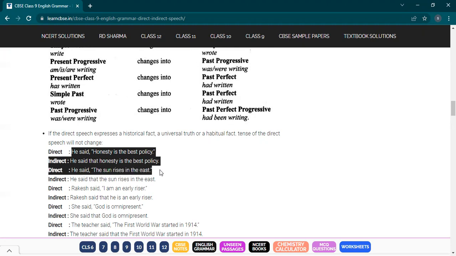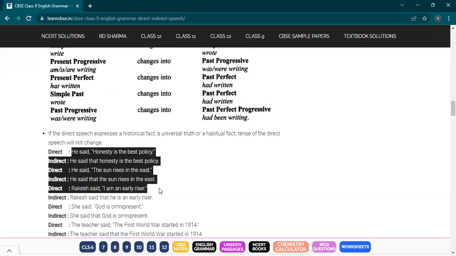He said the sun rises in the east. अब आप यहाँ पे ये तो कर नहीं सकते. He said the sun rose in the east. ठीक है? Because this is a universal phenomenon. वो रोज ही आएगा. It will be the same. It will not change. So he said that the sun rises in the east. That makes your work easier. Okay? इस केस में आपका काम और इजी हो गया.